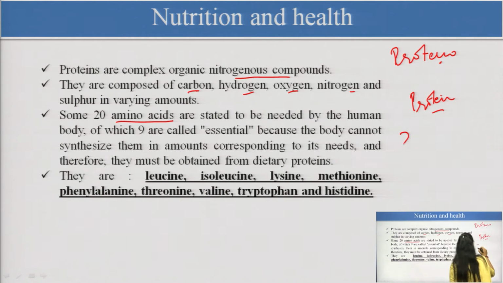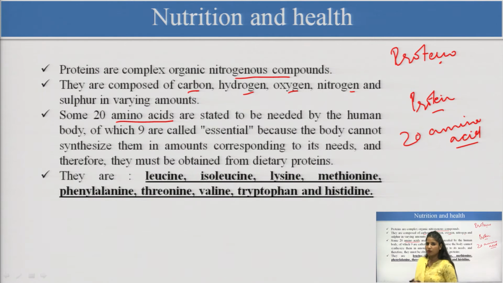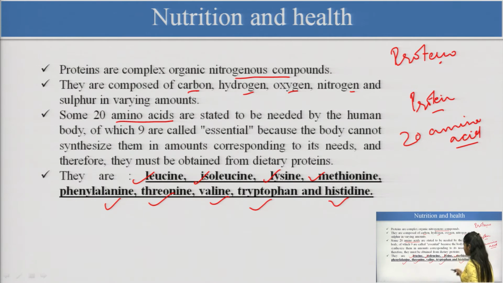There are basically 20 amino acids. From all of these, some are essential and some are non-essential. Essential means we require it in the diet. Non-essential means our body can already synthesize it, can make it, so we do not require it in our diet. Examples of essential amino acids are leucine, isoleucine, lysine, methionine, phenylalanine, threonine, valine, tryptophan, and histidine.